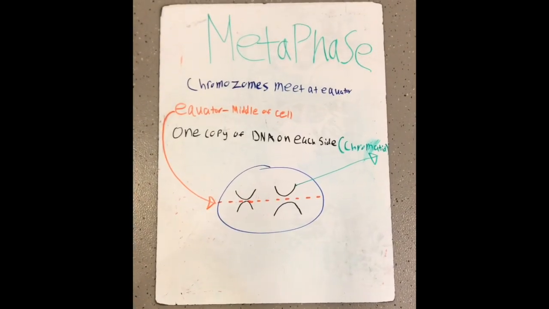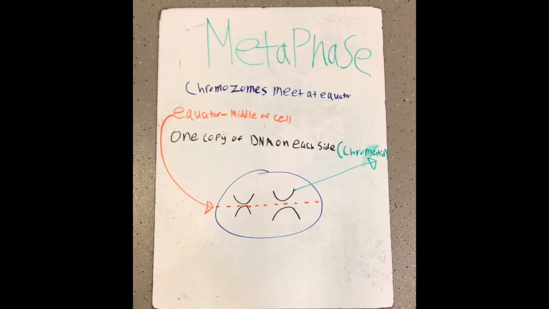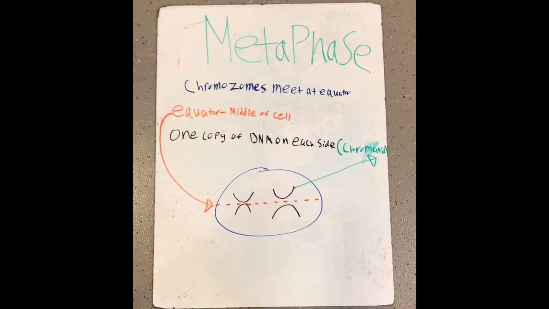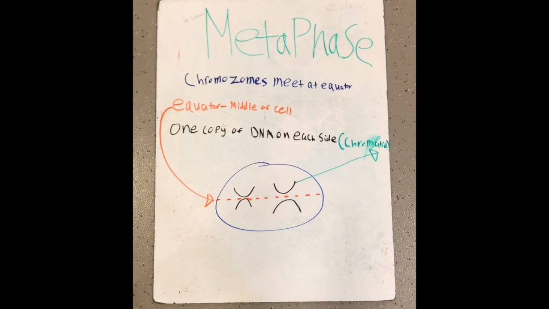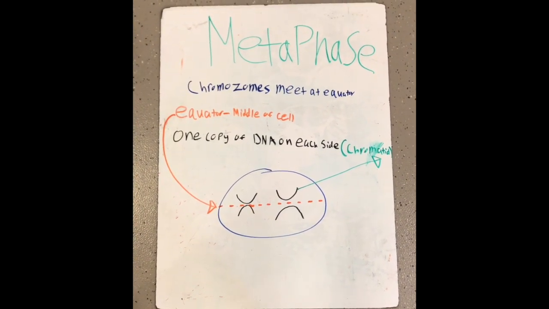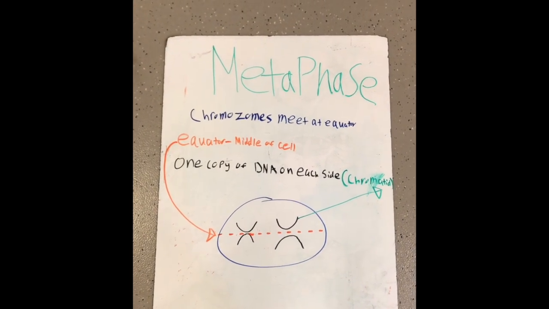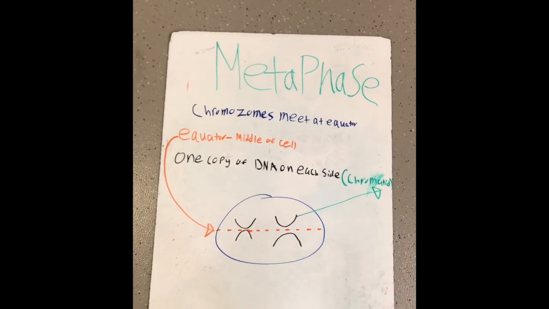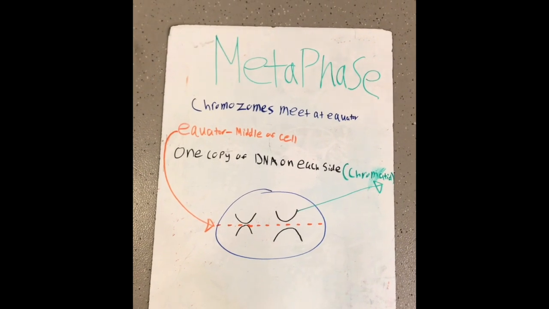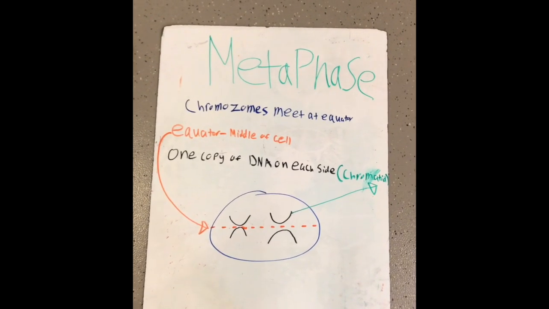Metaphase is the third stage in the cell cycle and also the second stage in mitosis. In the metaphase stage, chromosomes meet at the equator, which is the middle of the cell. One copy of the DNA is on each side, and these are called chromatids, as you can see in the picture, with the equator dividing them in the middle.